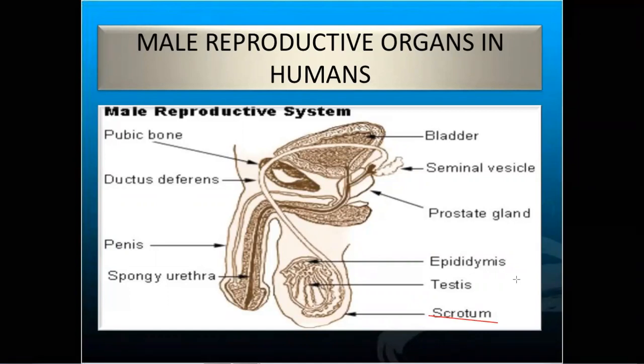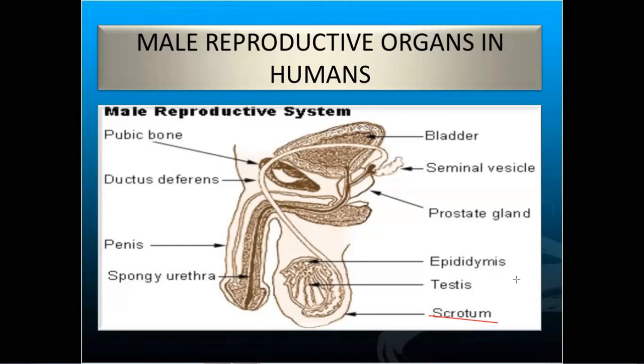Now scrotum acts as a thermoregulator and keeps the temperature of testes about 1 to 3 degrees Celsius lower than the body temperature, right? Very important thing, because it keeps the testes at a lower temperature. How much lower than the body temperature? 1 to 3 degrees Celsius, which is necessary for the production of sperms. Because if the testes were inside the body, the body temperature is so high that the formation of sperms would not take place.